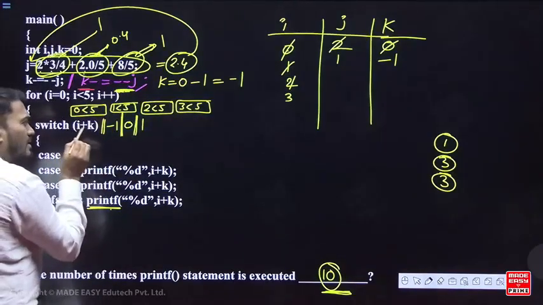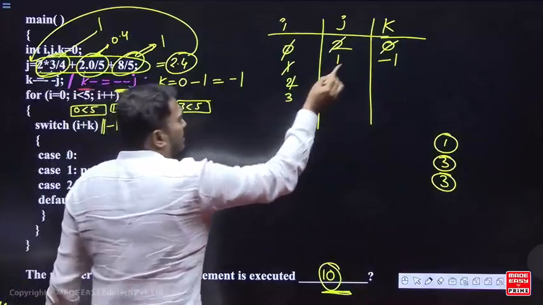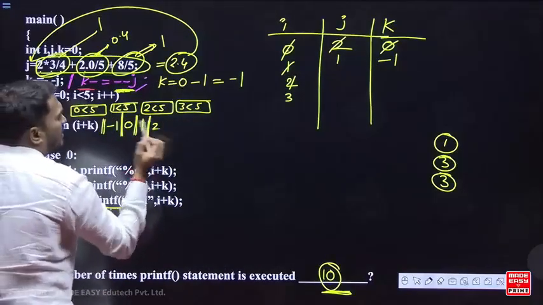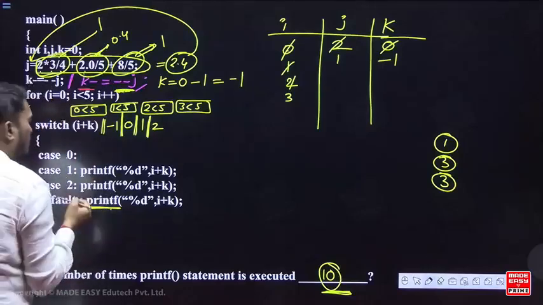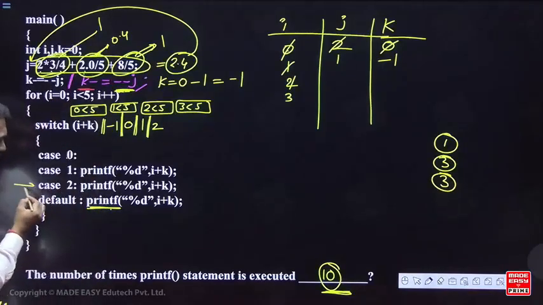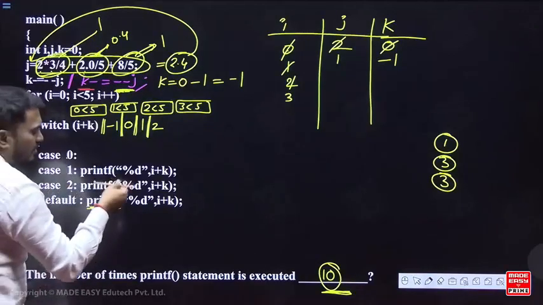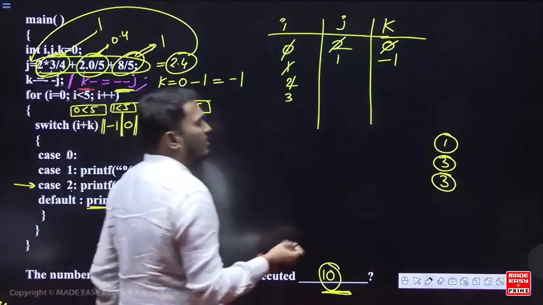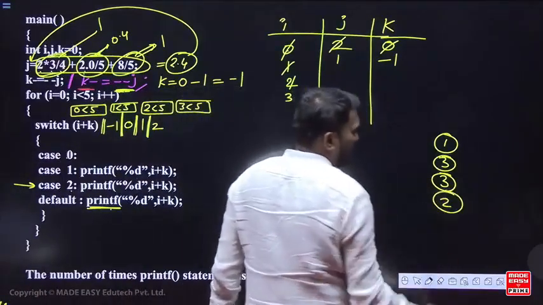In the switch case you are passing i + k. The i value is 3, the k value is -1. So 3 minus 1, how much are you passing? You are passing 2 here. When you are passing 2, is it matching with any case? Yes sir, it matches with case 2. So how many times will printf execute? 2 times printf will execute.